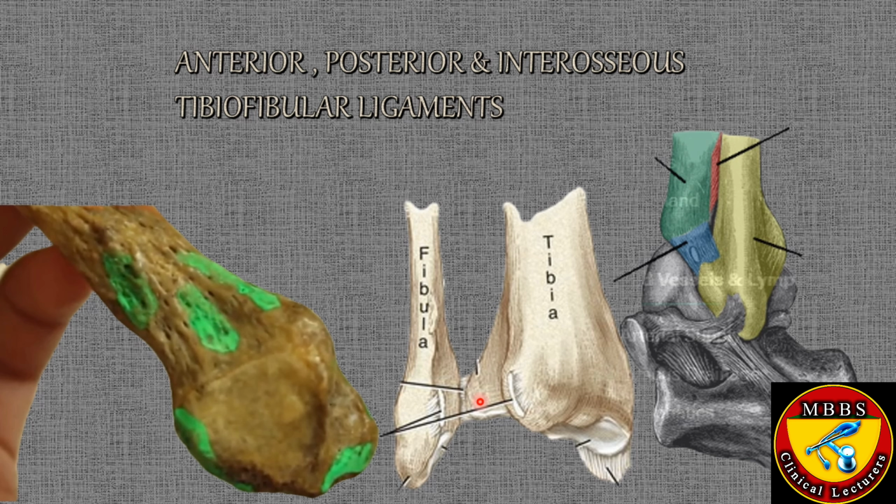Now you can see this is the posterior tibiofibular ligament, and these are cut. So this is the anterior tibiofibular ligament, and in the middle, at the interosseous border of both, is the interosseous tibiofibular ligament. Here you can see this blue is the posterior tibiofibular ligament.